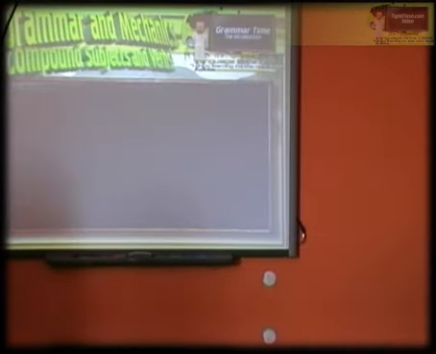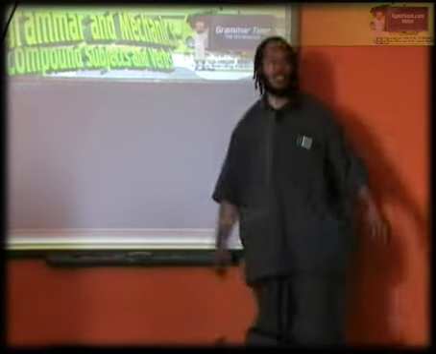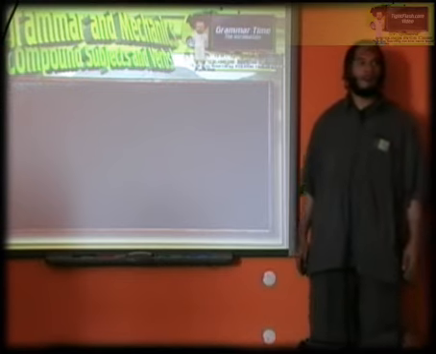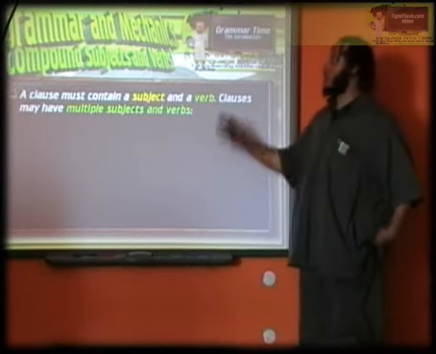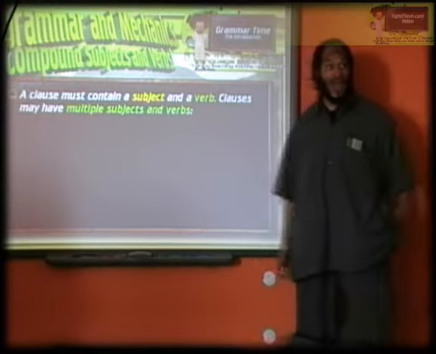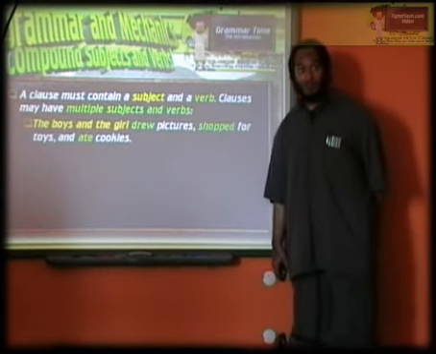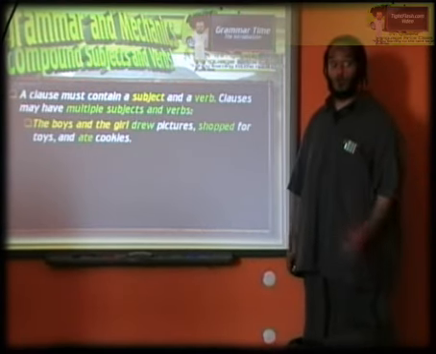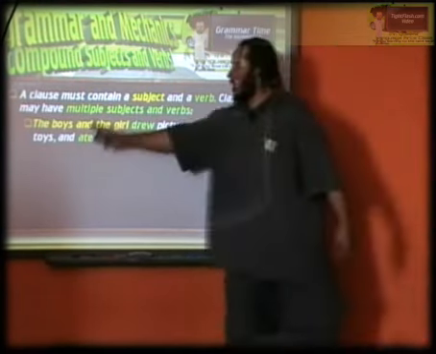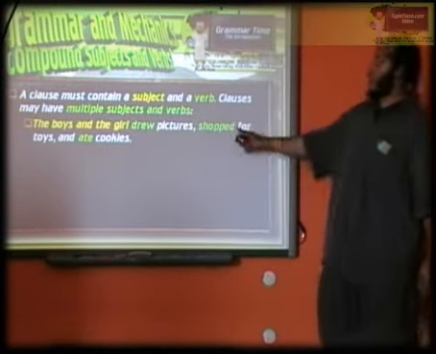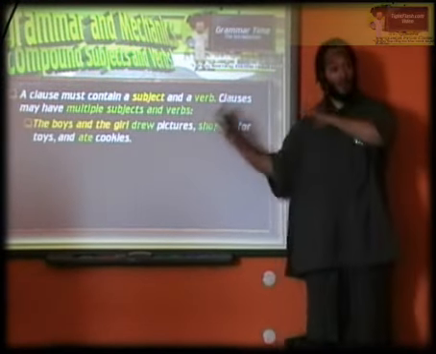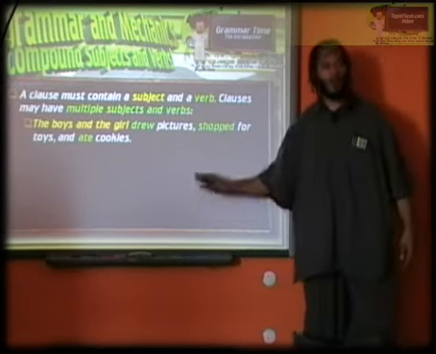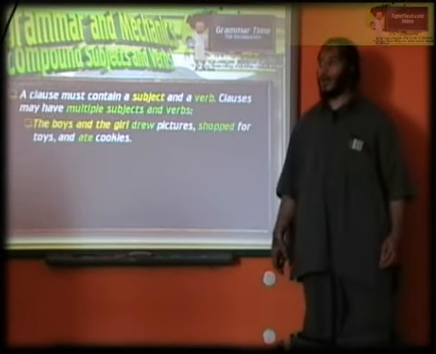Praying for that. Okay, compound subjects and verbs. Now we said that clauses contain subjects and verbs. Yes? But what happens when we have a clause that has more than one, or appears to have more than one subject and more than one verb? The boys and the girl drew pictures, shopped for toys, and ate cookies. We have what appears to be 2 subjects and 3 verbs. How many clauses?